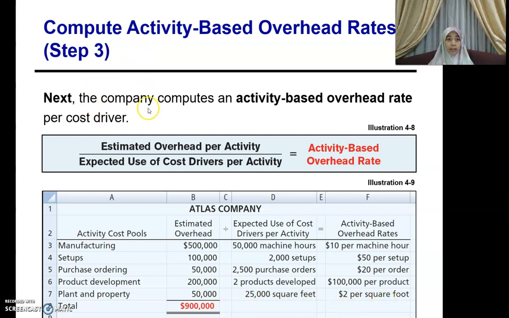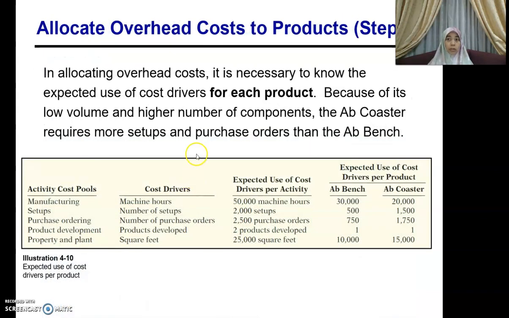Once you have identified the activity-based overhead rate, this one is known as the activity-based overhead rates. Next you go into step 4. Step 4 is you need to allocate the overhead cost to your product. When you want to allocate your overhead cost to your product, it is necessary to know the expected use of the cost drivers for each product.